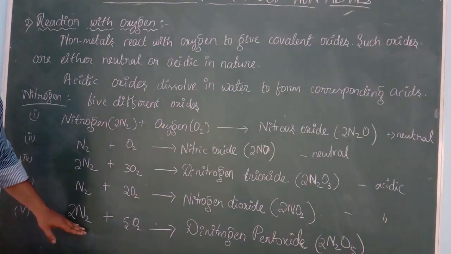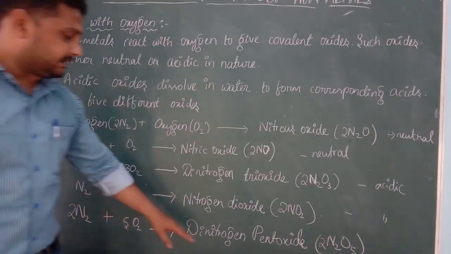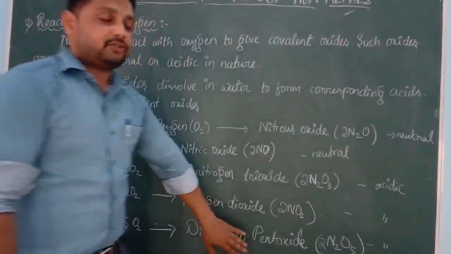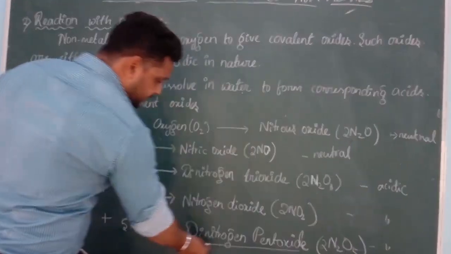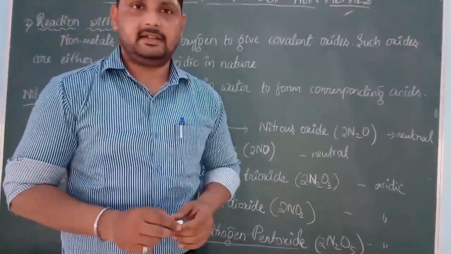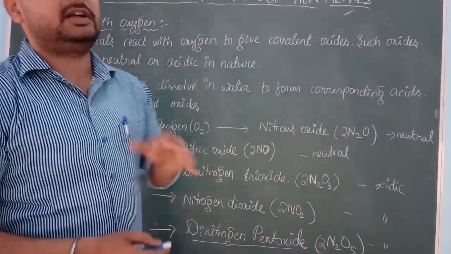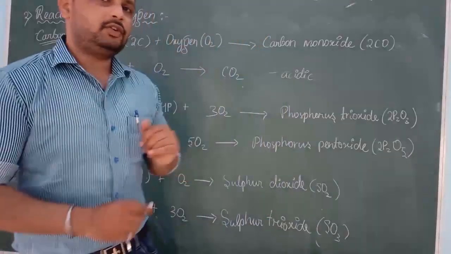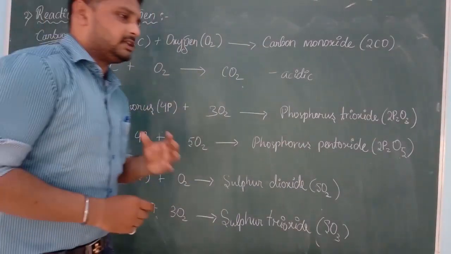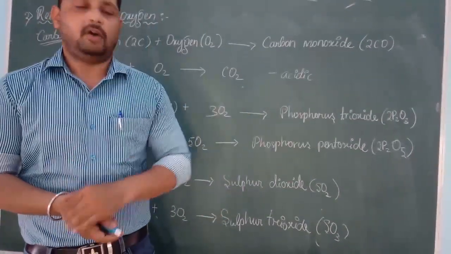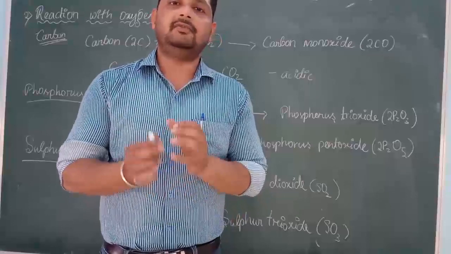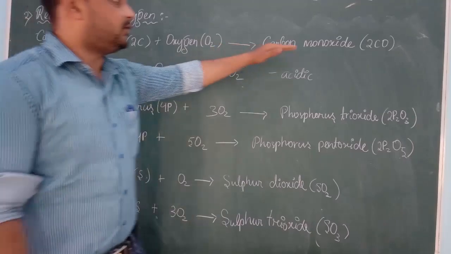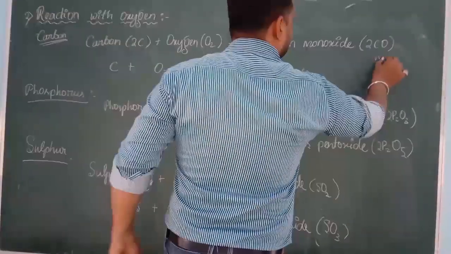Similarly, if 2 molecules of nitrogen react with 5 molecules of oxygen, we get dinitrogen pentoxide. This is also acidic. And when you dissolve this dinitrogen pentoxide in water, it forms nitric acid. So acidic oxides, when dissolved in water, form the corresponding acid. Okay, let's move to the next example, that is carbon. Carbon also reacts with oxygen and forms 2 different types of oxide depending upon the availability of oxygen. If a less amount of oxygen is present, then carbon reacts with oxygen and forms carbon monoxide, which is neutral in nature.